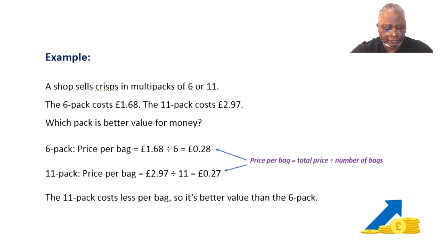6-pack: price per bag is equal to £1.68 divided by 6, which is equal to 28p. 11-pack: price per bag is equal to £2.97 divided by 11, which is equal to 27p. The 11-pack costs less per bag, so it's better value than the 6-pack.